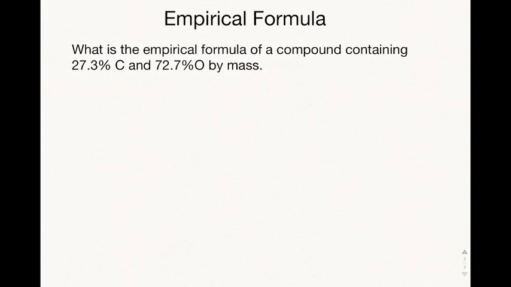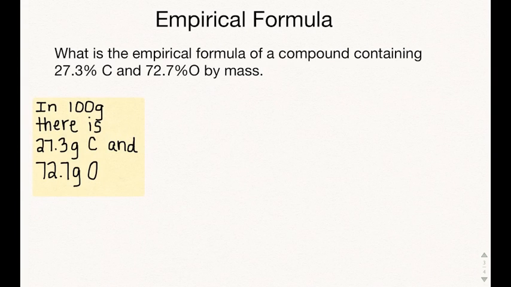What is the empirical formula of a compound containing 27.3% carbon and 72.7% oxygen by mass? When calculating the empirical formula, you have to recognize that in 100 grams of the compound, there is 27.3 grams of carbon, and 72.7 grams of oxygen.